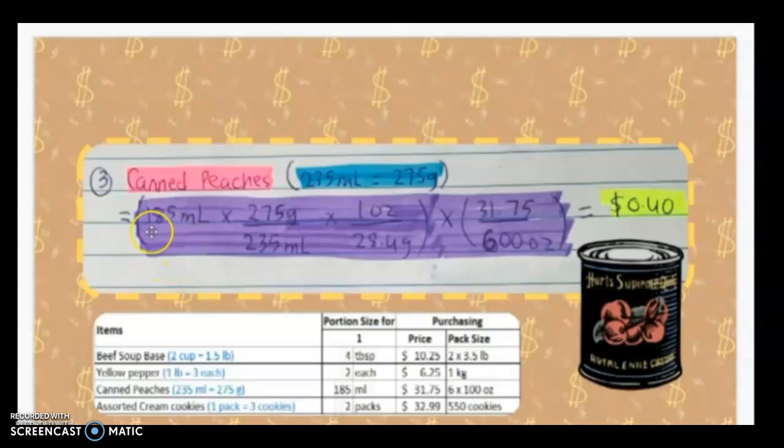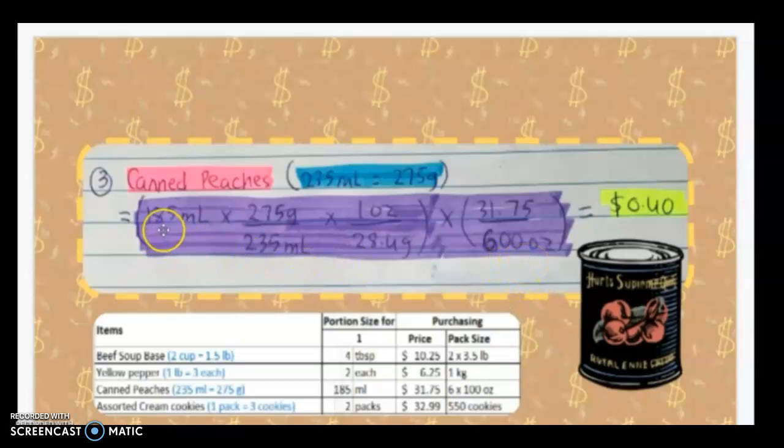Over here, our portion size is 185 ml, and we know that 235 ml is equal to 275 grams, as that's our equivalency, and 28.4 grams is 1 ounce. Times the price per unit, which is 31.75 divided by 600 ounces. I got 600 ounces because over here it's 6 times 100: 6 cans in each case, and each weighs about 100 ounces. So I just multiplied that and I got 600 ounces.